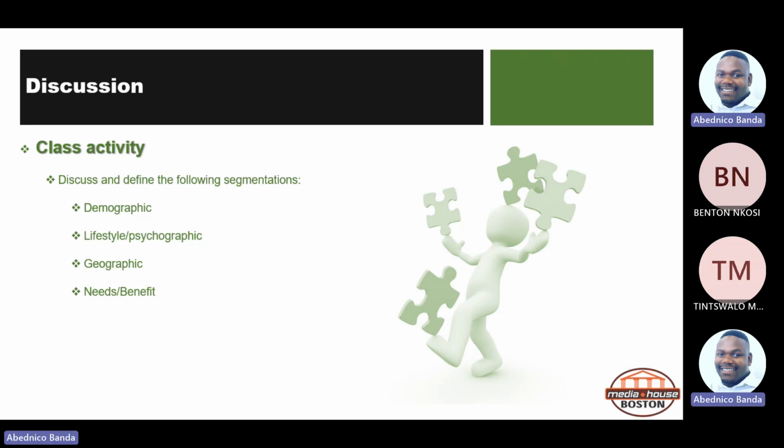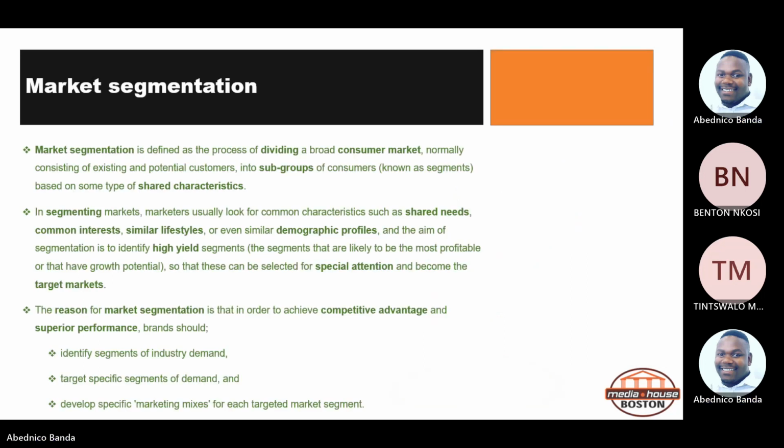Then needs, you look at specific things that people cannot live without. For example, the needs of children and the needs of adults are completely different. A baby would definitely need pampers, right? So you can segment babies based on that. Market segmentation, I've already shared that definition, so I'm not going to repeat it.